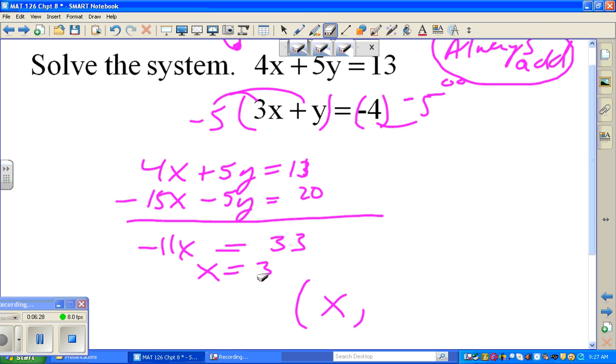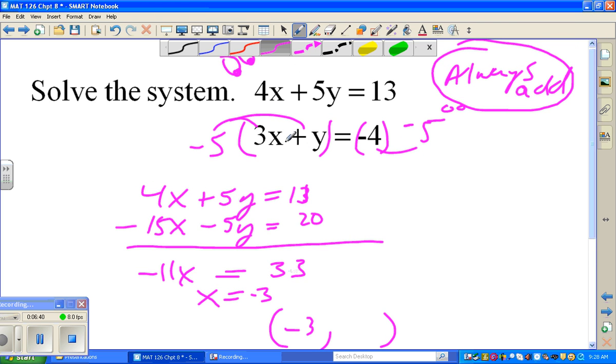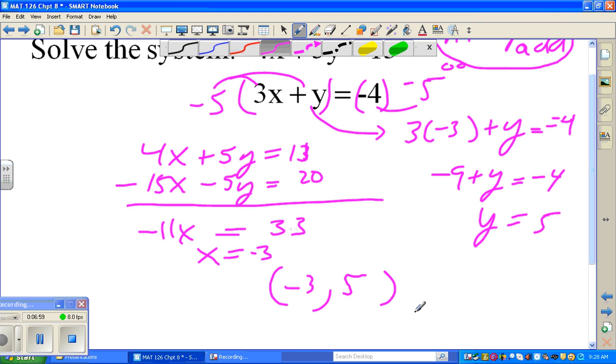Yeah, I'm getting my eraser. And I'm going to change that right now. -3. And -3. And how do you find it? You always go back to the original. So, the original one, either one you want. 3 times -3 plus y equals -4. So, -9 plus y equals -4. Y equals 5.